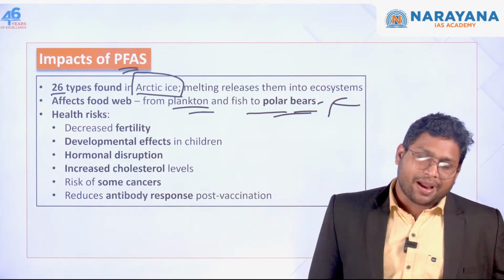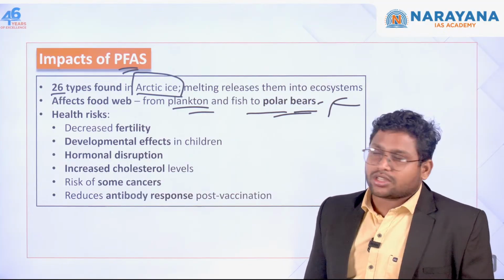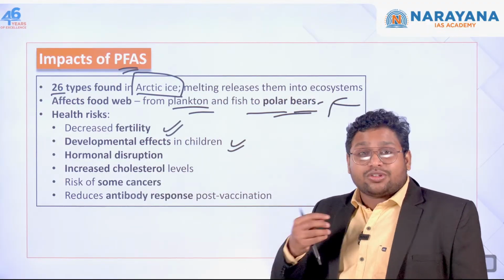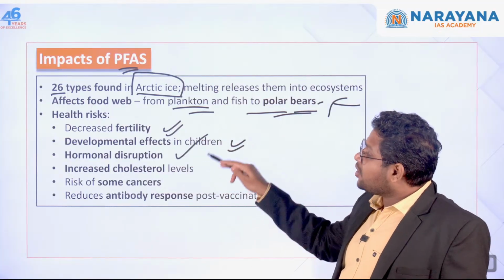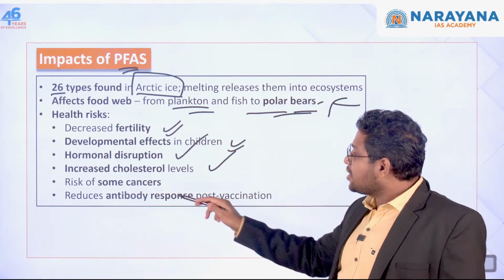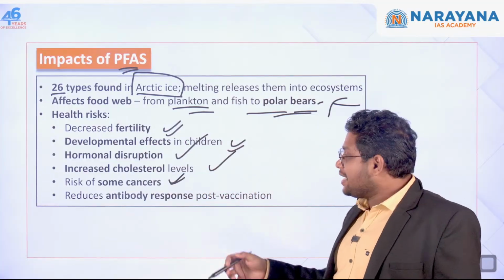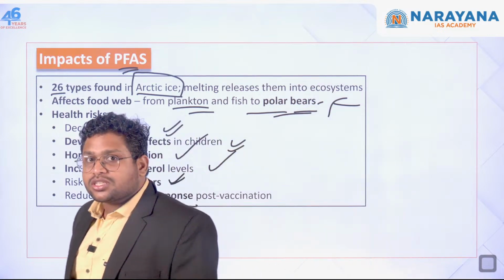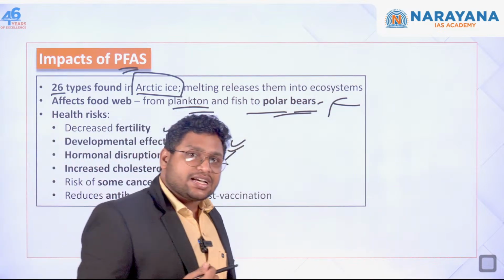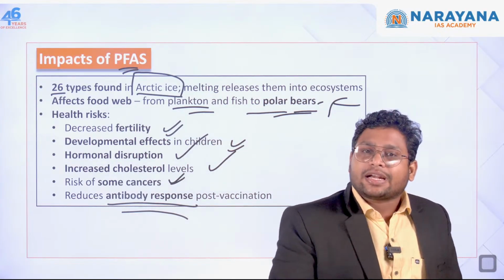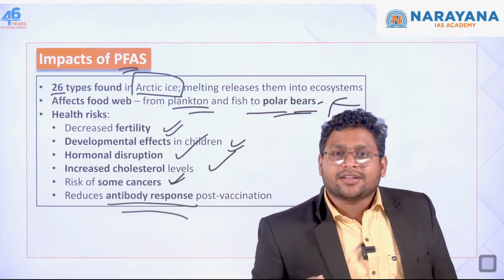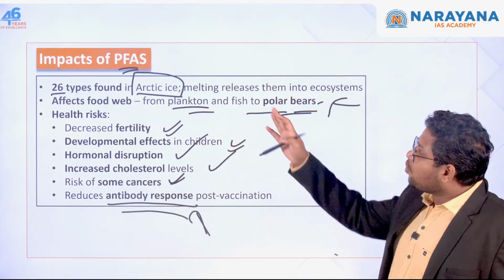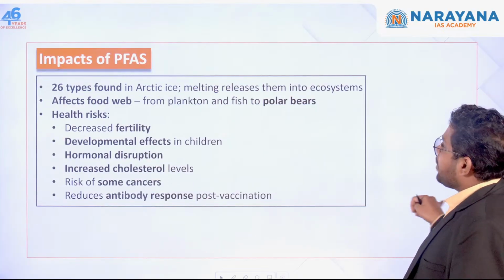Now what kind of impact will there be on animals or any of these organisms? The fertility will decrease, there will be developmental effects, children will not develop rightly, hormonal disruption, cholesterol levels will increase, some kind of cancer might be there, and it reduces antibody response. See, in our body there are antibodies. In case any virus is attacking us, our antibodies will attack it back because they remember it from last time. Now the antibody response might not be seen in a person who has these PFAS in his body.